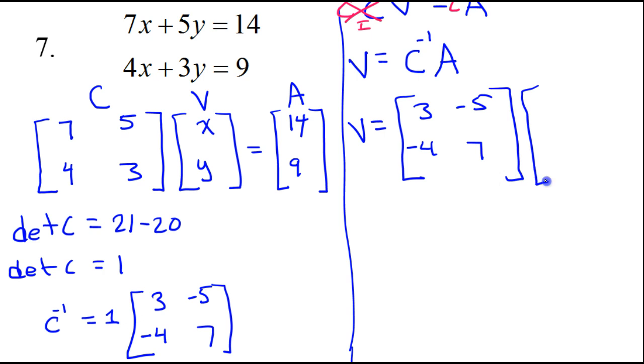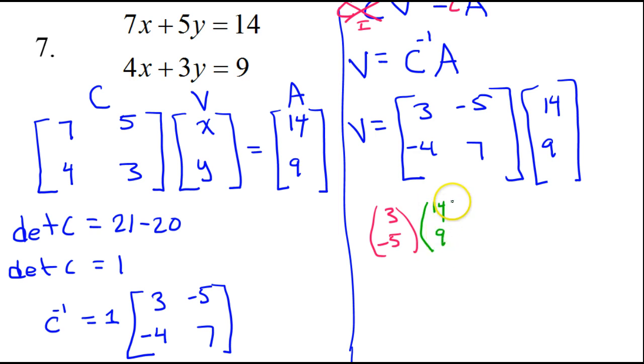And then times matrix A, which is this 14 and 9. Okay, so now it's time to multiply these two matrices together. So I'm going to be multiplying these two rows times this column. So I'm going to start with the first row, 3, negative 5. Now, even though it's a row, I'm going to write it vertically. So I'm going to do 3, negative 5. Okay, but this is row 1. And I'm going to multiply that by my column, which is 14, 9.